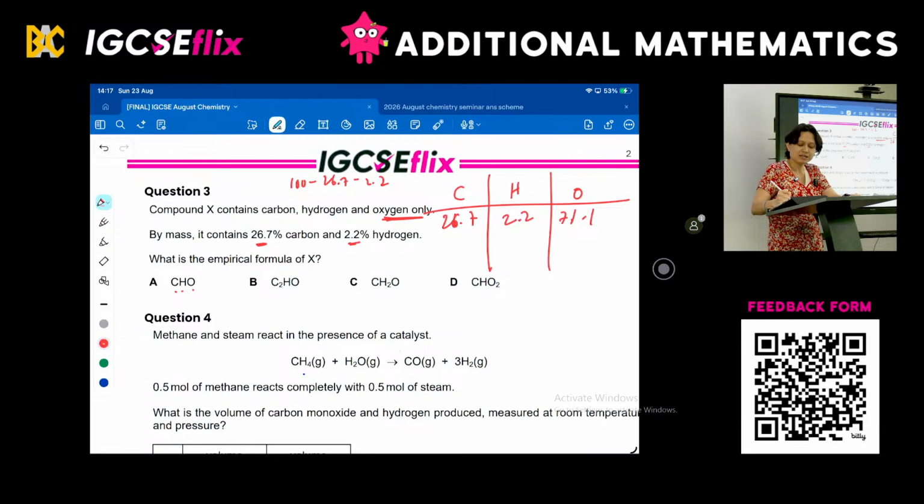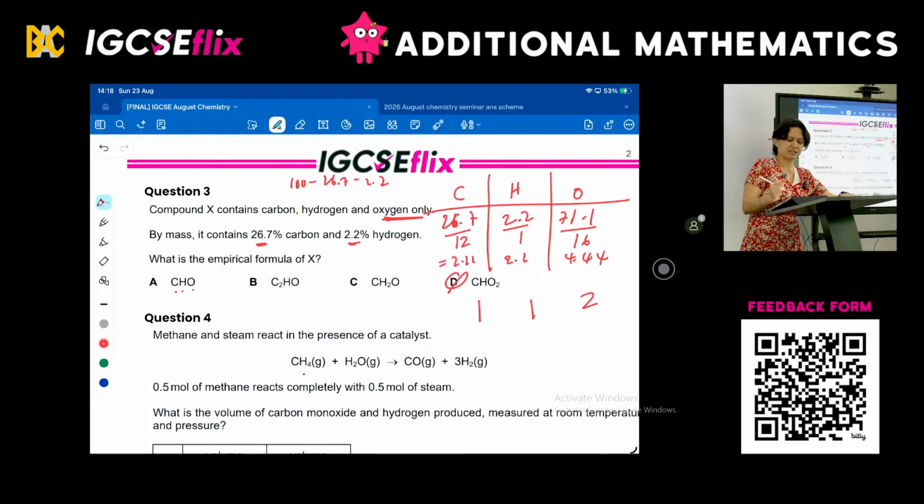But if you read it through fast, you will wonder how come it's not 100. So what you do is divide by the molar mass. Carbon is 12, hydrogen is 1, oxygen is 16. So you will get 2.22, 2.2, 4.44. So the ratio is 1, 1, 2. Answer is D. Do you understand? Okay.